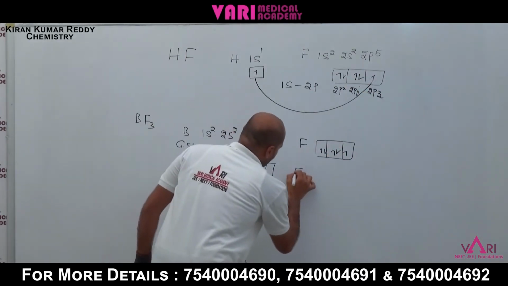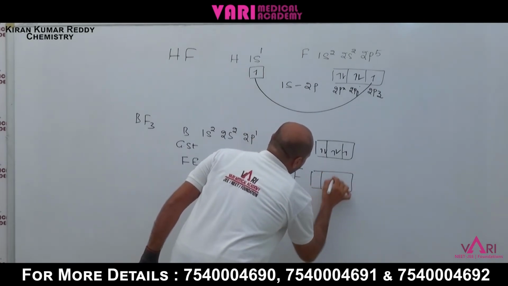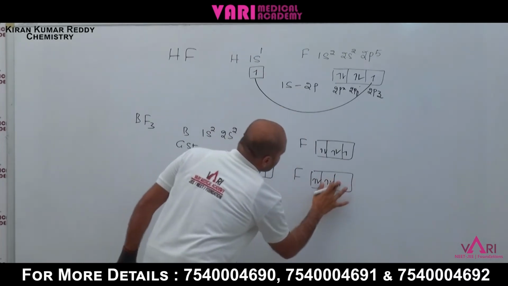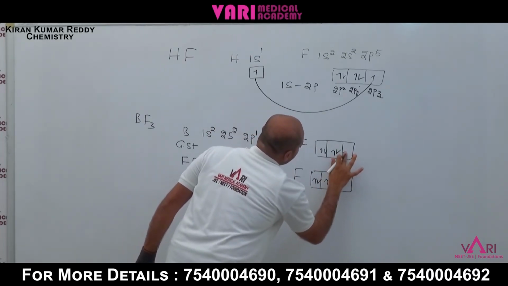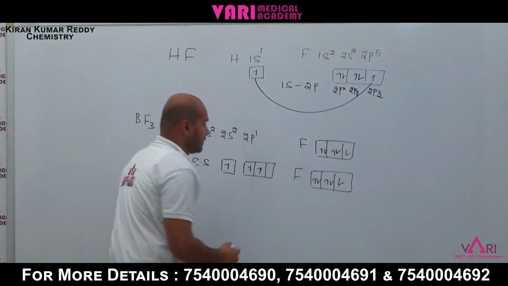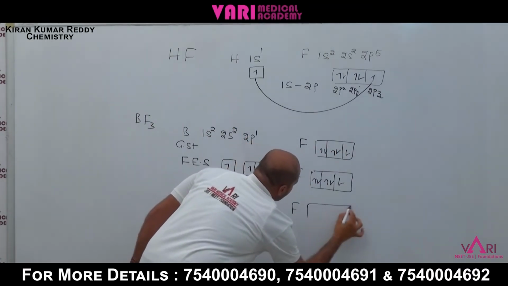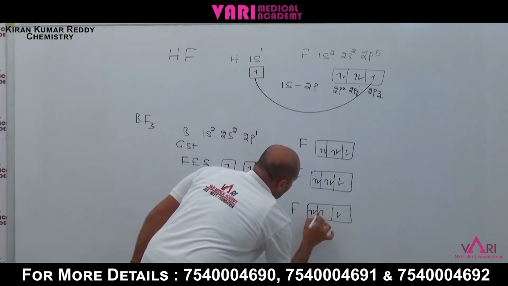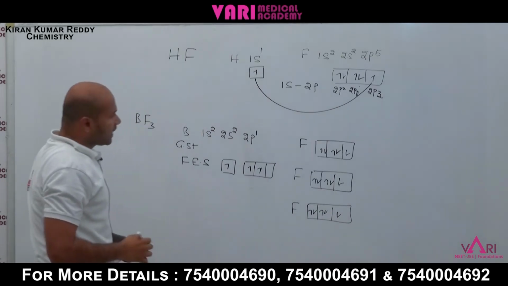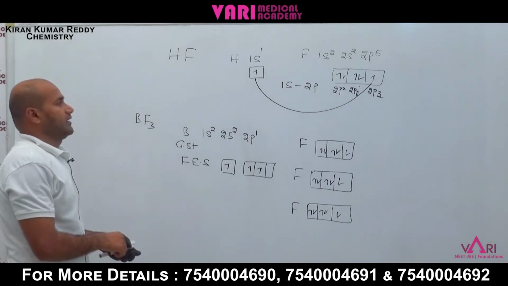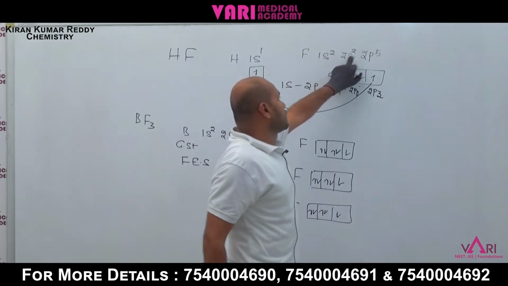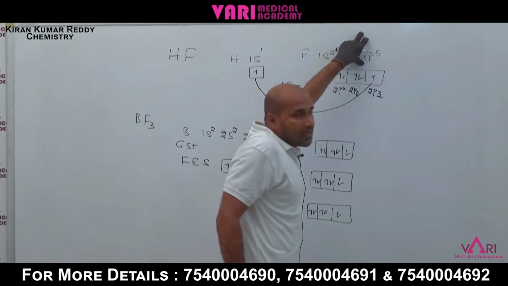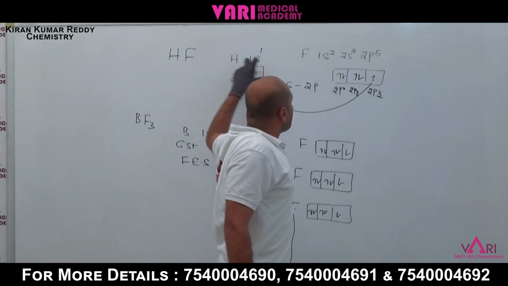Another fluorine atom also. Here is 5: 1, 2, 3, 4, 5. Here I am writing the opposite spin, the half-filled orbitals with opposite spin. Another fluorine atom, here also 1, 2, 3, 4, 5, and here are the half-filled orbitals with opposite spin. Here is 1s2, 2s2, 2p5, students: 1, 2, 3, 4, 5. One of the half-filled orbitals with opposite spin.